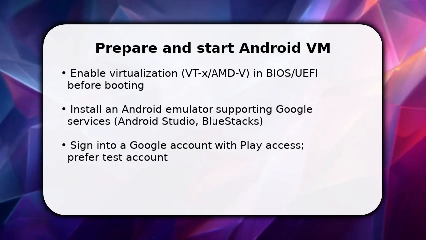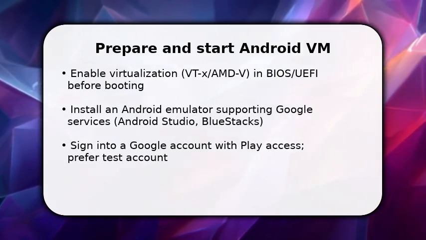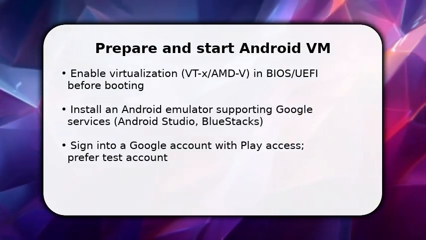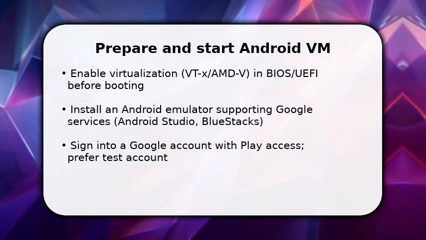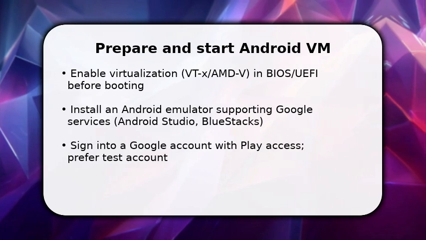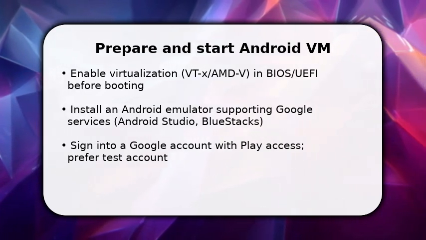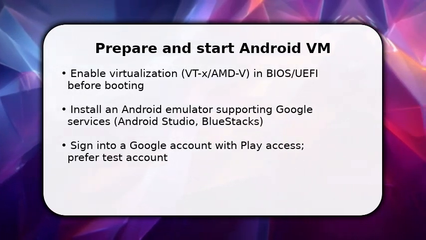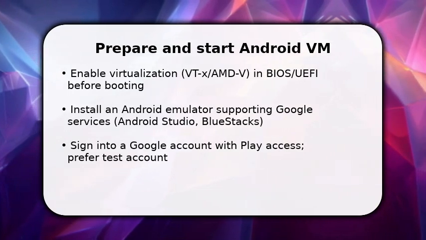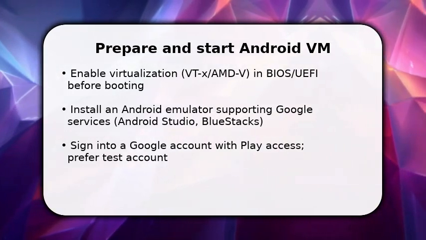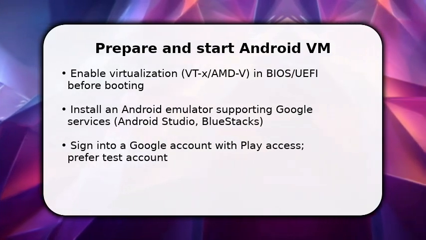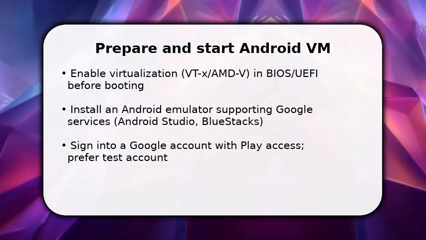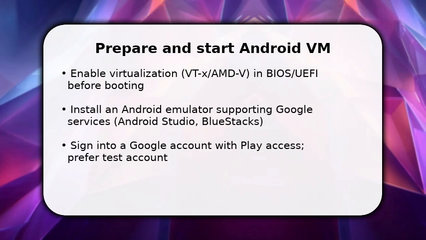You begin by ensuring your PC is ready. Enable virtualization in BIOS so the emulator runs smoothly, then install an Android VM or emulator that supports Google Play services. Once done, sign into a Google account that will access Play beta programs. Using a test account avoids affecting your main data. Make sure the emulator image includes Google Play. If not, switch images or use Android Studio's Play-enabled AVD.